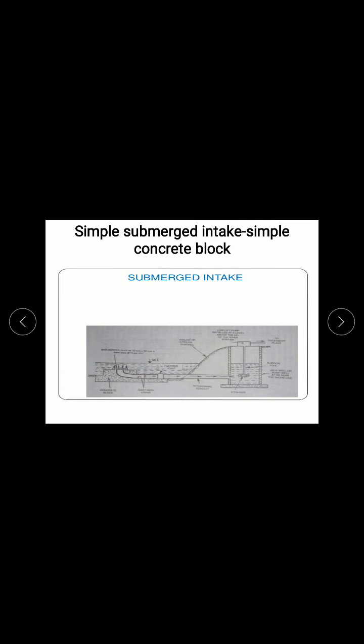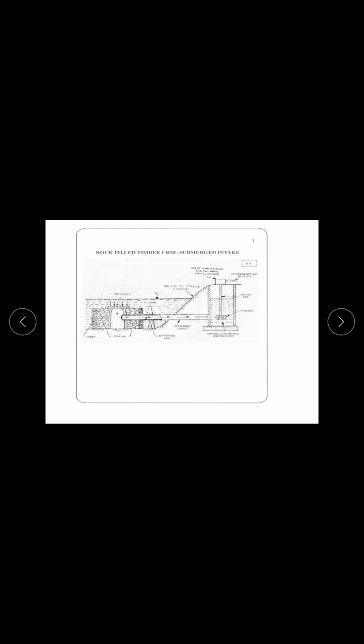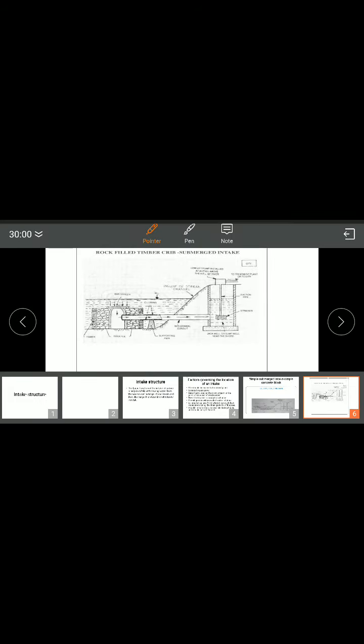So always the pipe is generally kept about 2 to 2.5 meters above the bottom of the lake, to avoid the entry of a large amount of silt and sediment. You can see here, this is made up of concrete block. The next one is rock filled timber crib. The working is the same, but in the rock filled timber crib you can see rocks here, and inside there is timber. Okay, so next we'll continue in the next class.